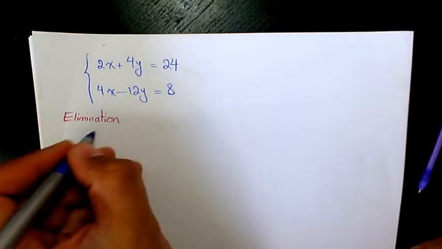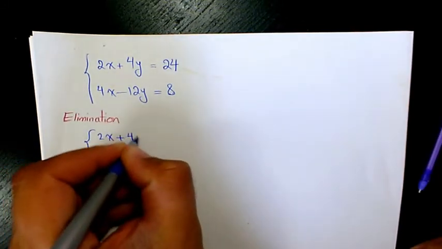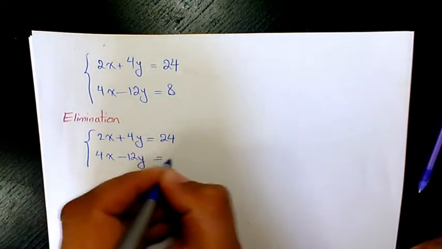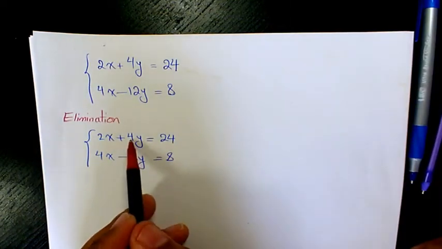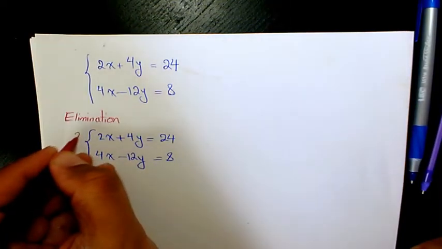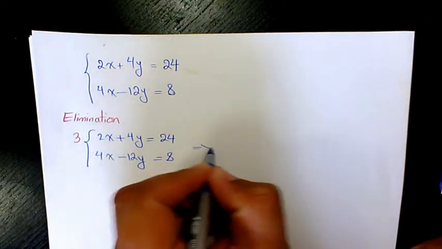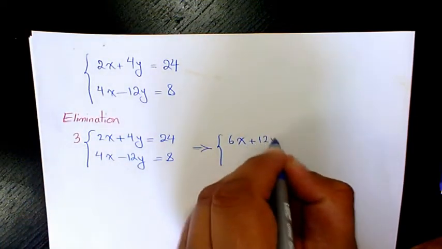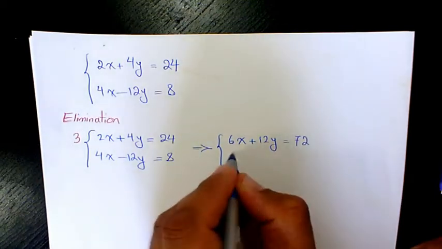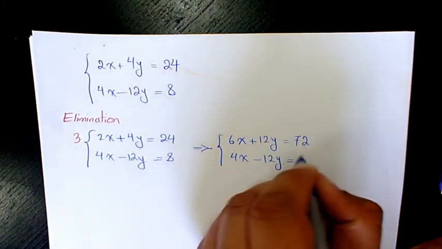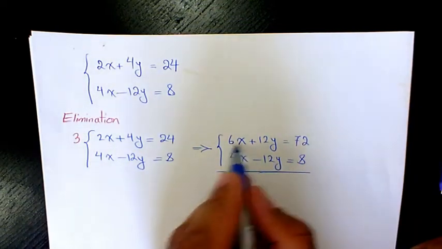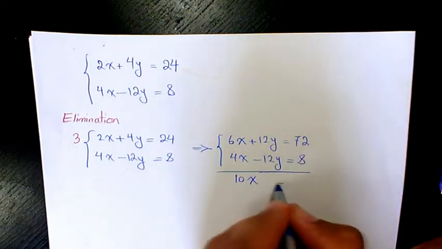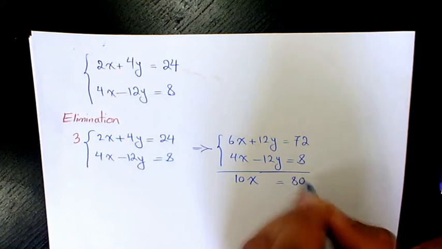In elimination method, we have 2x plus 4y equals 24, 4x minus 12y equals 8. So here we have 4, this one is negative 12. If I multiply the first equation by 3 and keep the second equation as is, it's going to be 6x plus 12y equals 72. And the second one remains the same. And when you add these two, 6x plus 4x is going to be 10x, 12y minus 12y is going to be 0, and on this side 72 plus 8 is going to be 80.